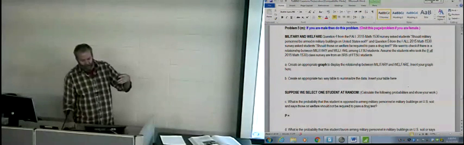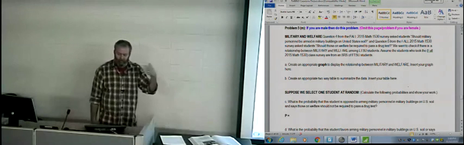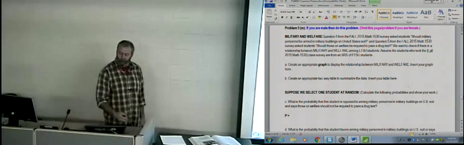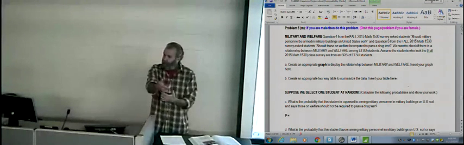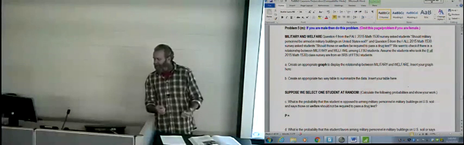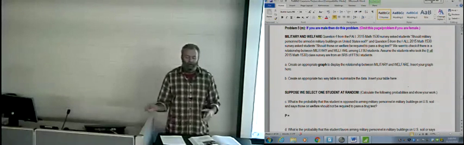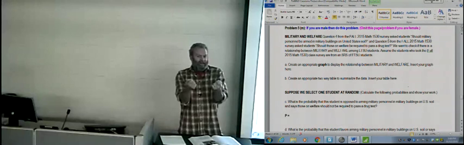It says, we want to check if there's a relationship between military and welfare among ETSU students, assume the students are in SRS, and so on. Create an appropriate graph. This is the same problem we just worked, right? Except now it's military and welfare. Now, look, in both of these problems, you could have gone either way.